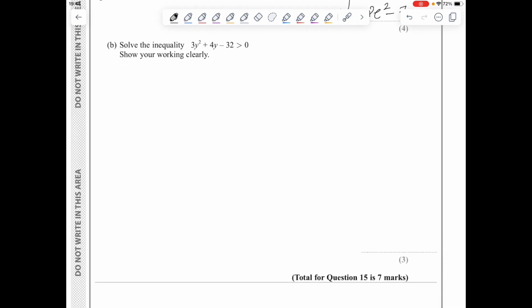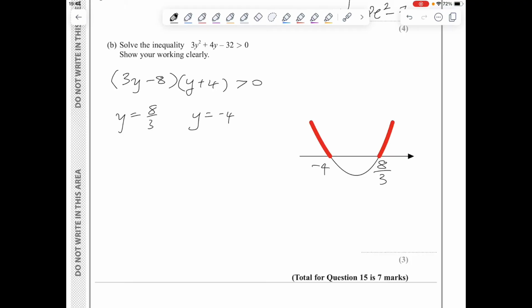I'll start part B by factorizing. So (3y minus 8) times (y plus 4) must be greater than 0. So my roots are y equals 8 over 3 or y equals minus 4. A rough sketch will be useful here. So the region above the x-axis is the region in red, and this happens to the left of minus 4, so y is less than minus 4, or to the right of 8 over 3, so y is greater than 8 over 3.